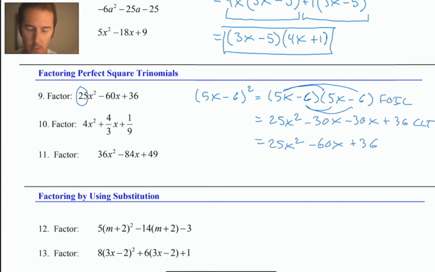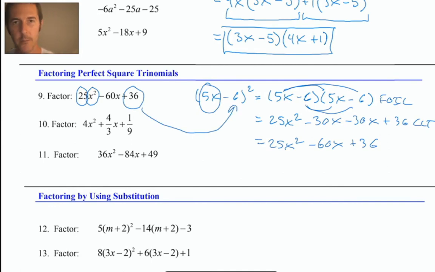You say 5. What's the square root of x squared? You say x. So what's the square root of 25x squared? How about 5x? And then I'm going to ask you, what's the square root of 36? You say 6, and I say you're correct. So far it's looking pretty good. But now, what's 5x times negative 6? And the answer is negative 30x.